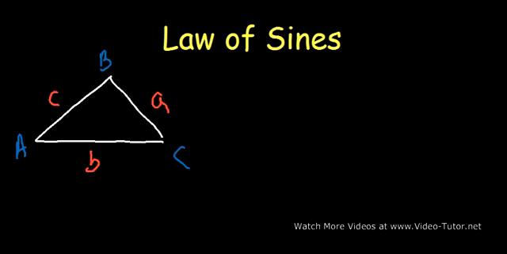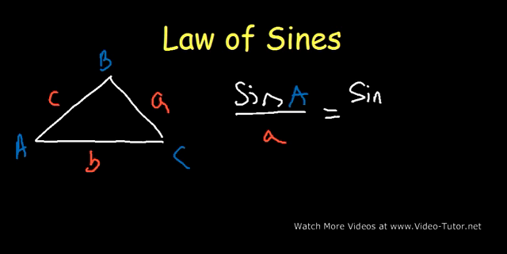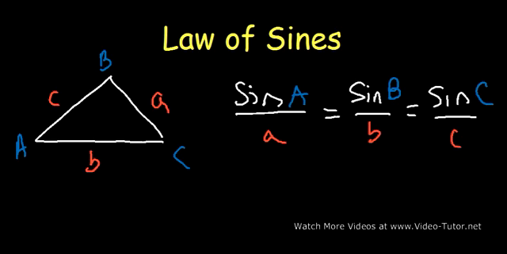Now the law of sines states that sine of angle A divided by side A is equal to sine of angle B divided by side B, and that's equal to sine of angle C divided by side C. So that's the equation for the law of sines. But we're going to work on a few examples and how to use that equation.